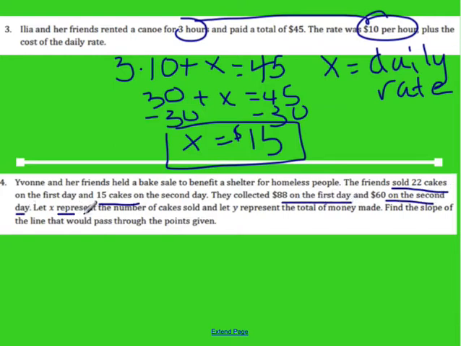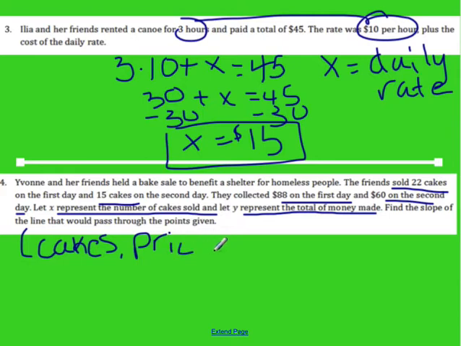Then it tells us that X represents the number of cakes that they sold and Y represents the total money made. So again, we're going to set up points. So the points are going to be X is cakes, Y is price. So now it wants to find the slope of a line that could go through those points given. Well, let's set up our points.